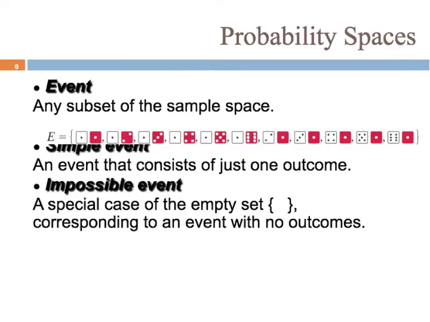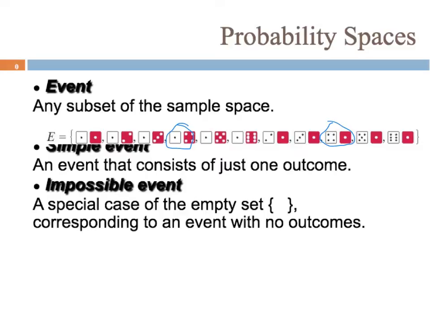A couple vocab terms here. An event is any subset of the sample space. So let's say the event I want to happen is rolling a 5 from a pair of dice. That could happen here from 1 and 4, at least from these that are listed out in this sample space. And right here, a 4 and a 1.